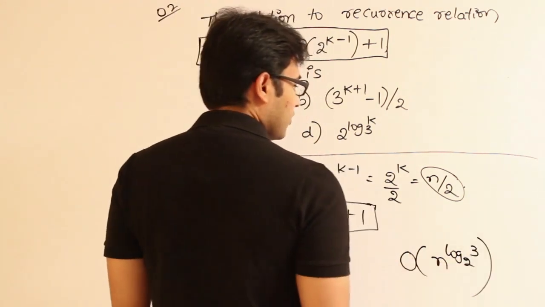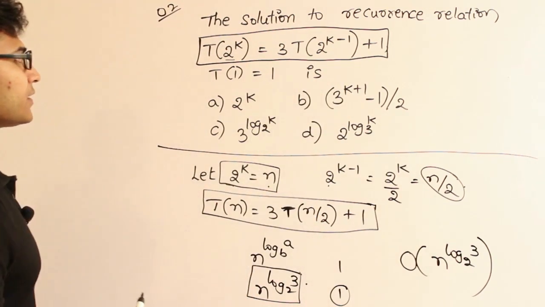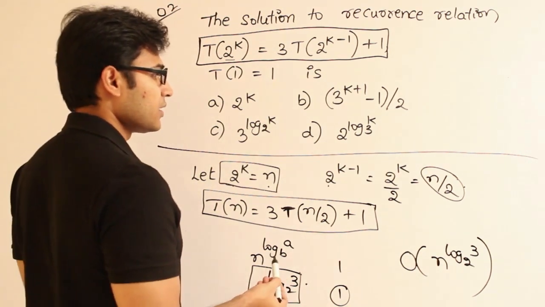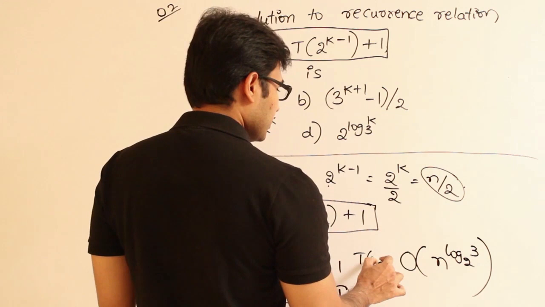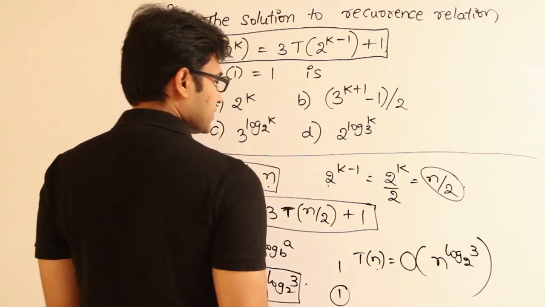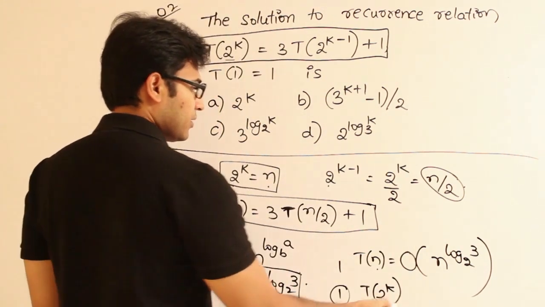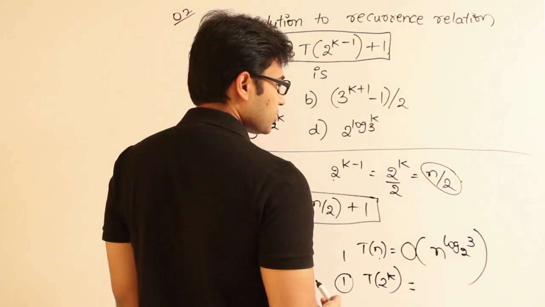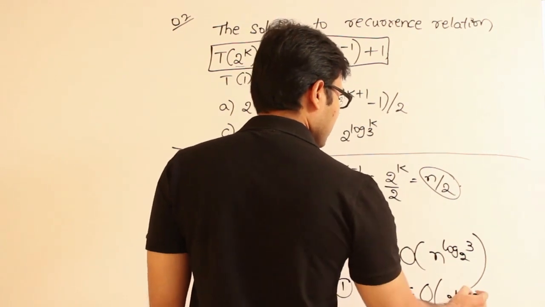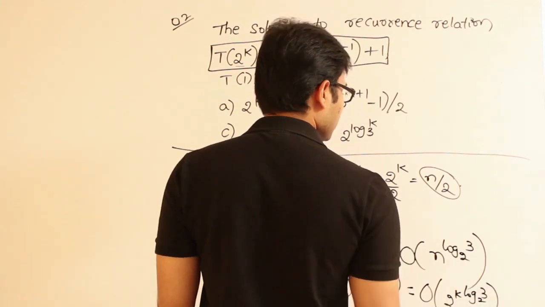Now you have to convert it back again into the given form. In case of 2^k, we have to convert it like this, so n is not allowed there. So we got that T(n) equals so and so. Now how can I convert it back? Anyway, this one is T(2^k). In place of n I am substituting 2^k, and here also you are supposed to substitute 2^k. Big O of (2^k)^(log_2 3).